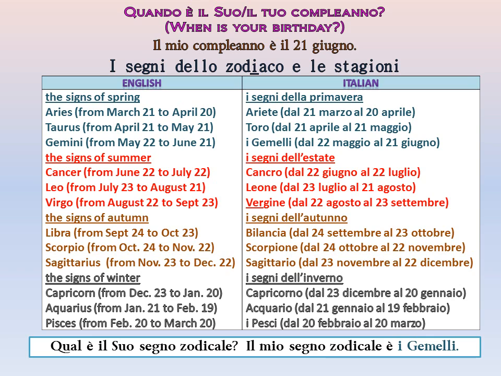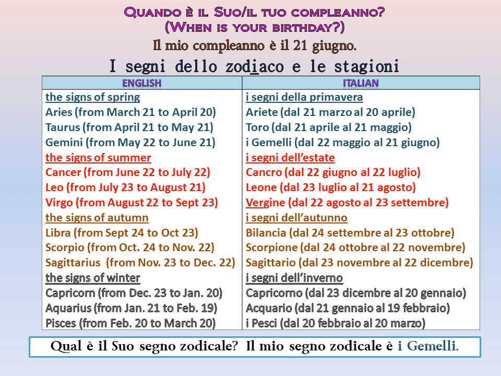Quando è il suo compleanno? When is your birthday? Il suo is the formal form of your in this question. The informal form would be il tuo. To answer the question, simply say il mio compleanno è, and then give the date. If I were asked that question, I would say il mio compleanno è il 21 giugno.